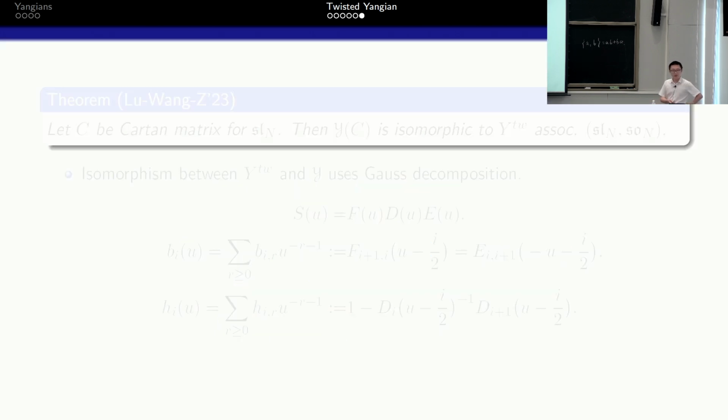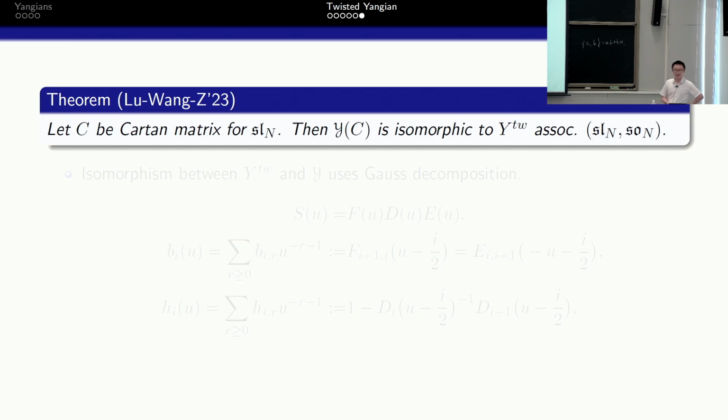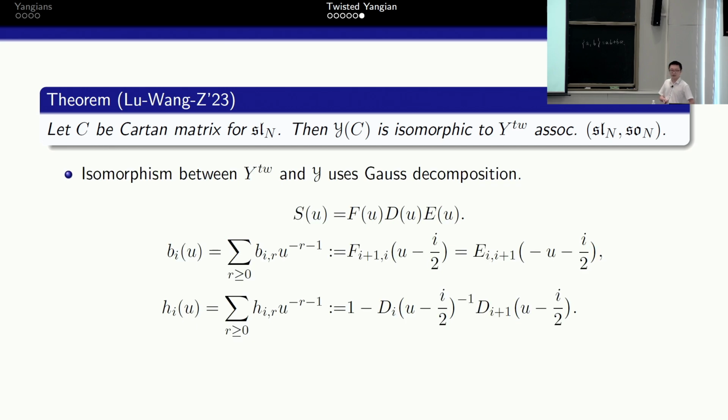Okay, so now you may wonder, so we proved that in the type A case, this new algebra is isomorphic to the twisted Yangian defined in R matrix presentation. The proof of this theorem still uses the standard method, the Gaussian decomposition. Here you do the Gaussian decomposition for the matrix S. And in this case, you can actually identify the positive part and the negative part.